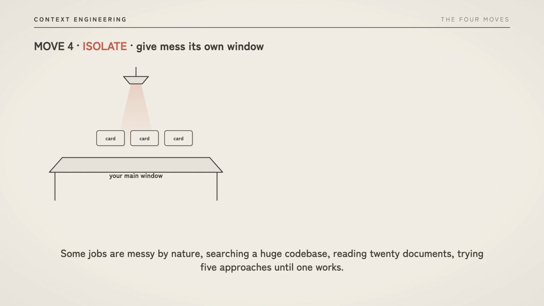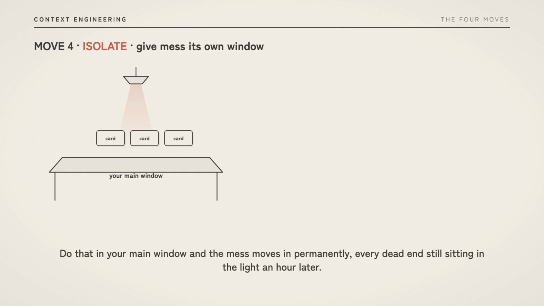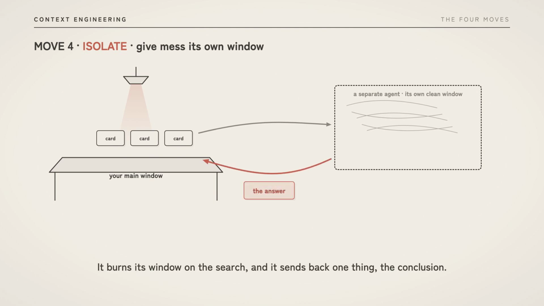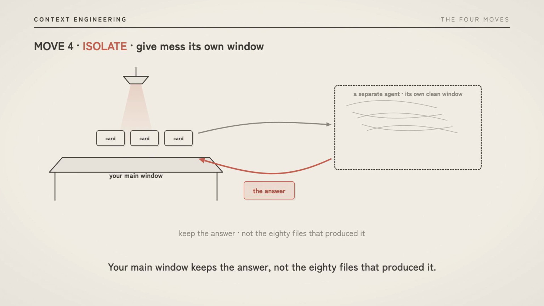Some jobs are messy by nature. Searching a huge codebase, reading 20 documents, trying 5 approaches until one works. Do that in your main window, and the mess moves in permanently, every dead end still sitting in the light an hour later. So you hand the messy job to a separate agent with its own clean window. It burns its window on the search, and it sends back one thing, the conclusion. Your main window keeps the answer, not the 80 files that produced it.